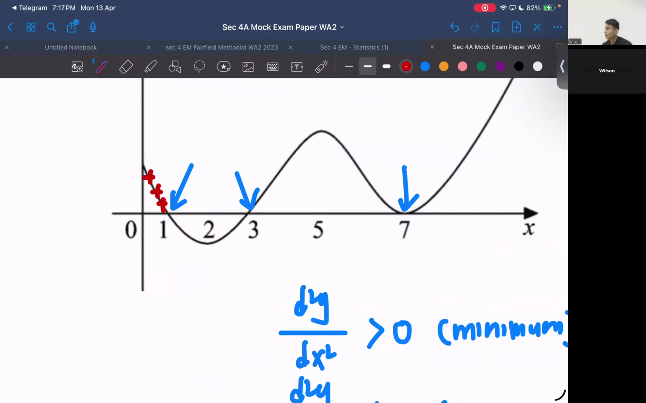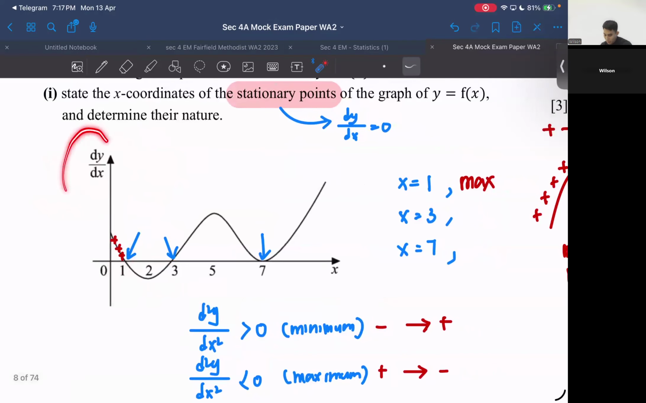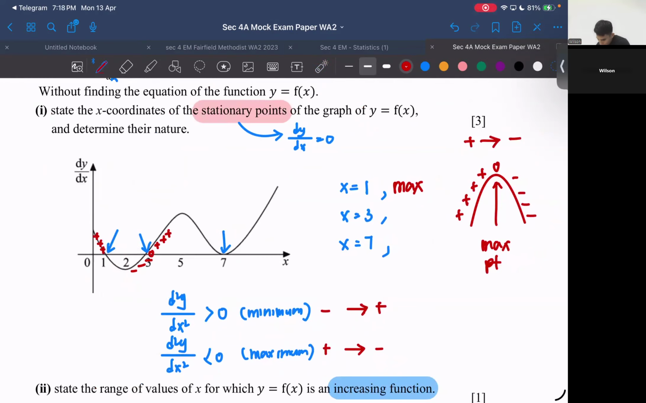Positive, positive, positive. Yeah, it's going down, but this is dy over dx. This is a positive dy over dx. This is not y over here. You get what I mean? Okay, so dy over dx is the gradient, right? So the gradient over here is positive, positive, positive, 0, negative, negative, negative. Agree? So in this case, this one should be a maximum curve. Over here, this is a negative value. This is negative, negative, negative, 0, positive, positive, positive. So this one should be a minimum.